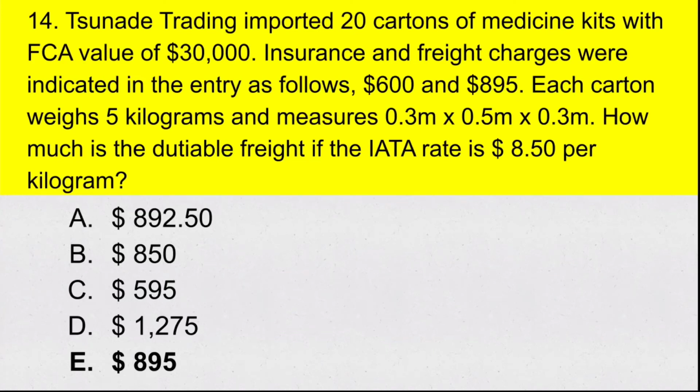Letter A, $892.50. B, $850. C, $595. D, $1,275. Or E, $895. So, our answer here is letter E, $895. So, here's the solution of this problem.